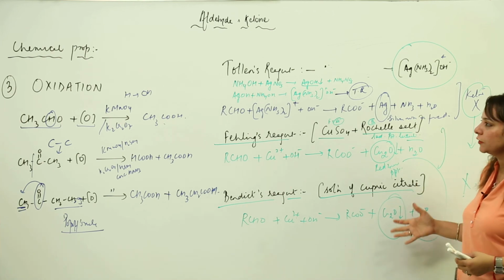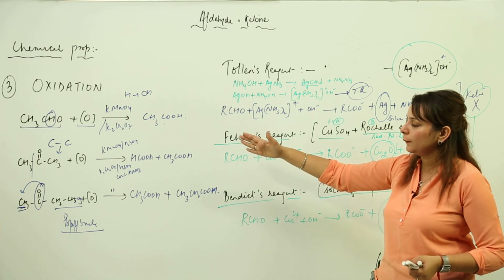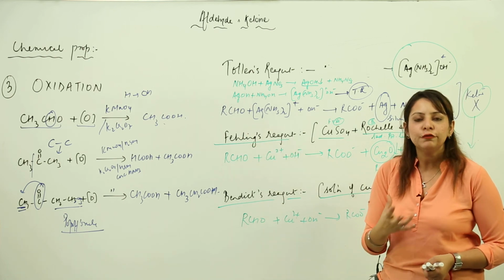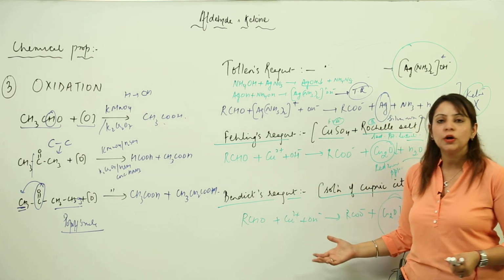So this is oxidation of aldehydes and ketones. Whenever you need to do an oxidation of a ketone, use a powerful oxidizing agent, because a mild oxidizing agent has no effect on a ketone. So this is what oxidation is.